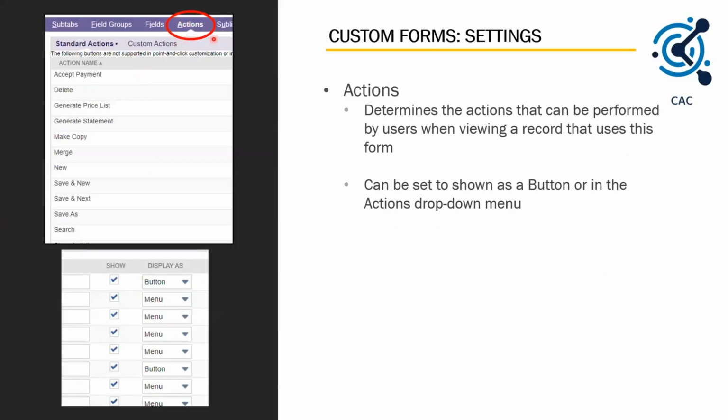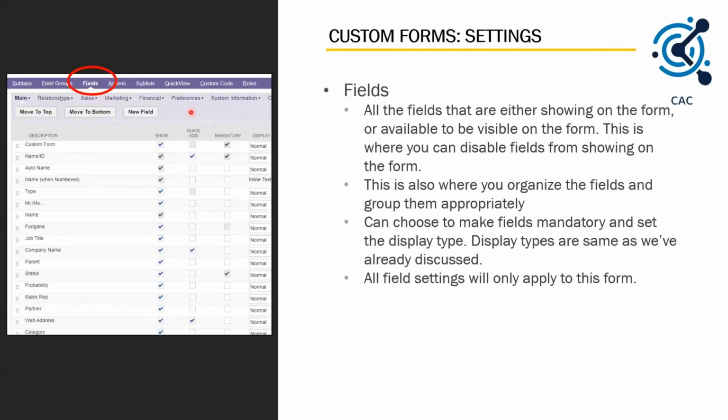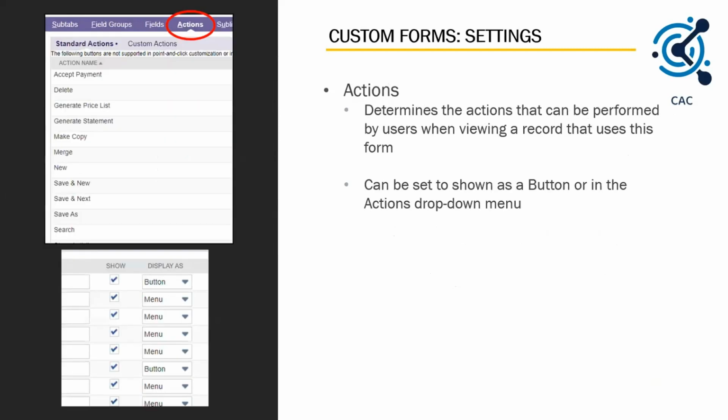The next tab over is the Actions tab. Oh, and one other thing I want to mention. If we're talking about a transaction form, the fields that we see here are not the sublist fields like the item level fields, which I'll show you here in just a minute. Just wanted to note that.